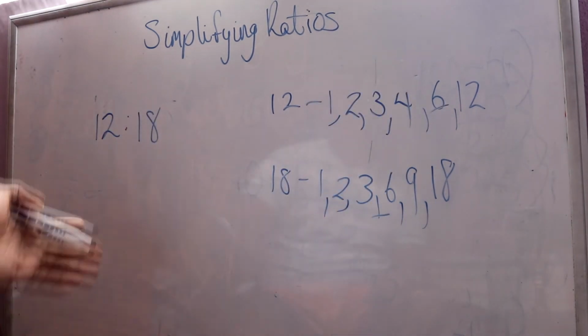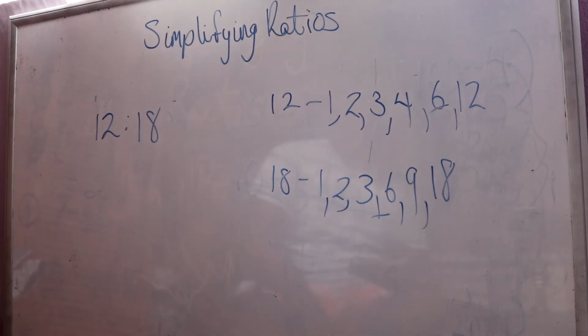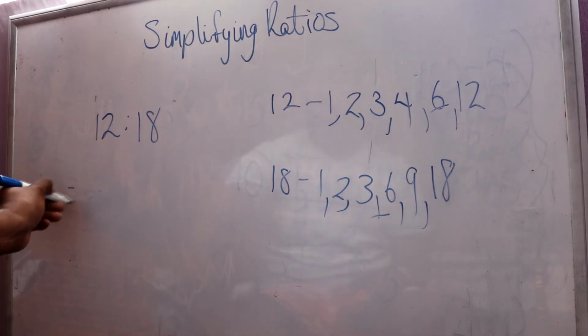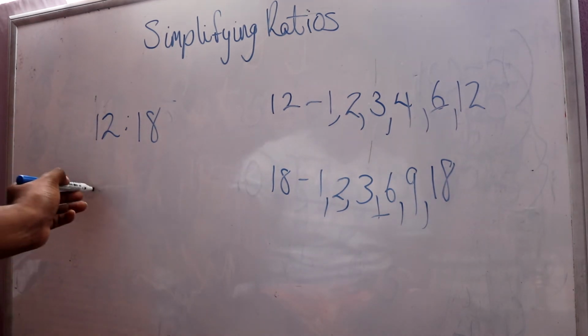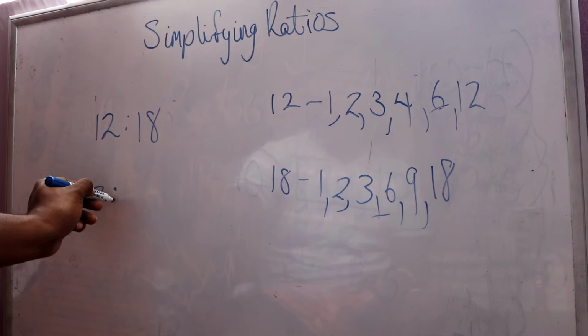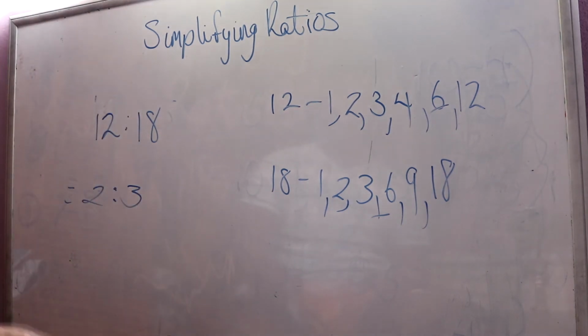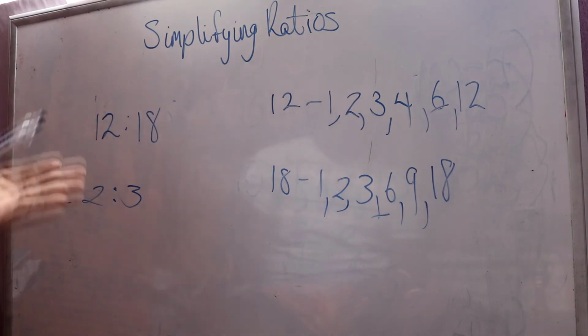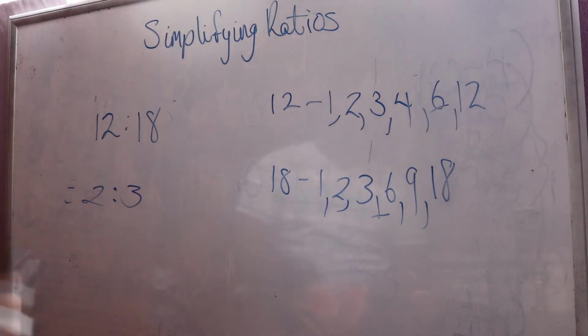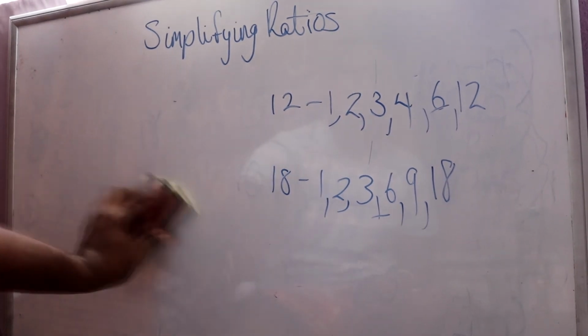So therefore, we have to divide both of our numbers in the ratio by 6. So 12 divided by 6 will give us 2, and 18 divided by 6 will give us 3, and therefore simplifying 12 to 18 will give us 2 to 3. Alright, let's look at one more.